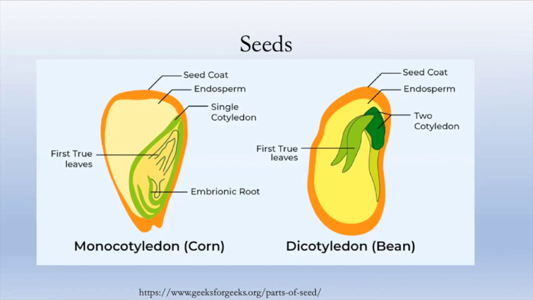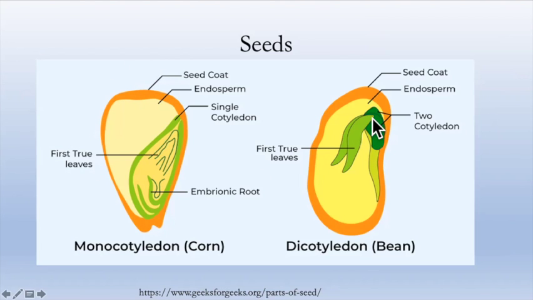Let's take a look at the seeds more carefully. This is a monocot and a dicot. Monocot has parallel veins, flowers in groups, the flowering parts in groups of 3. A dicot has netted veins, and the flowering parts are in groups of 4 and 5. All right. Here you have the embryo, the single cotyledon, the endosperm, which feeds the embryo, and the seed coat, which protects the entire seed.